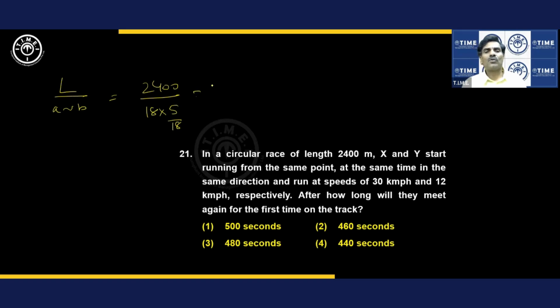18 cancels. 2400 by 5 will become 480 seconds, because 2500 by 5 would be 500, and 100 less means 20 times less. It should be 480 seconds, right? It's an easy question, we can say. Let's move on to the next one.